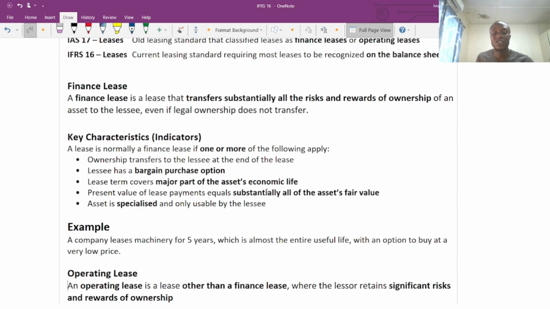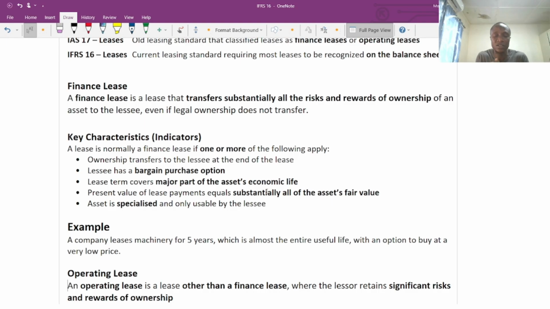Now let's look at an example. A company leases machinery for 5 years, which is almost the entire useful life, with an option to buy at a low price. Fine. Automatically, there are two indicators. One is that the lease period is the same as the useful life of the machine, because it is almost.